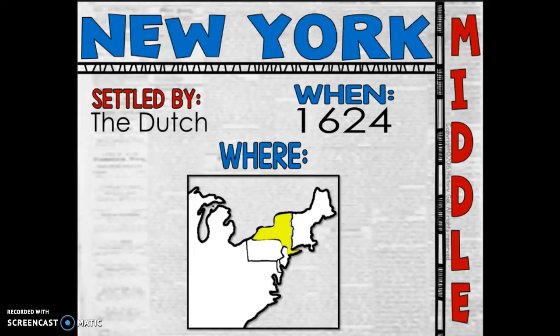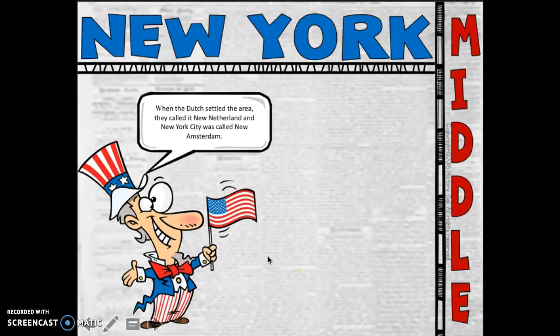You should have filled out your New England colonies map in your interactive notebook by now, but if you haven't, New York is what is colored in yellow right here. When the Dutch settled in the area, they called it New Netherland, and New York City was called New Amsterdam.